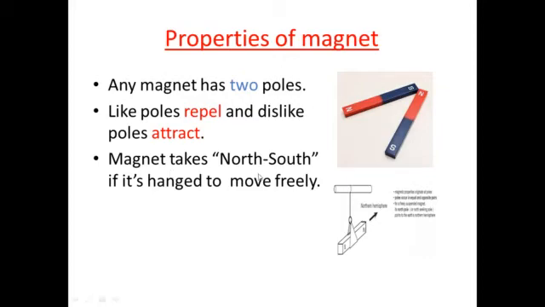A magnet takes the north-south direction when it is hung to move freely. If you get a bar-shaped magnet, and you hang it with a thread, then leave it to move freely, you will observe that it will take the north-south direction.